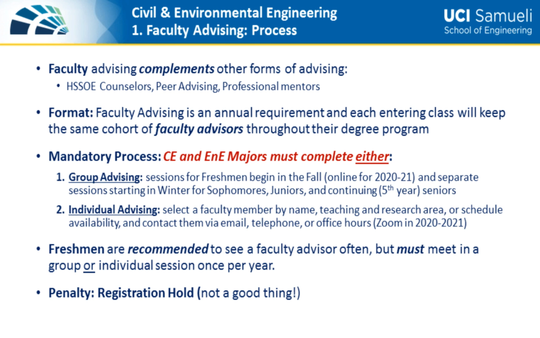Here you select a faculty member from your cohort by name, by teaching and research area, or schedule availability, and you contact them directly via email, telephone, or office hours. We're doing individual advising by Zoom in the current year. Freshmen are recommended to see a faculty advisor often, but they must meet in a group or an individual session once per year. We have eased the restrictions on other students, and we'll discuss that a bit later.